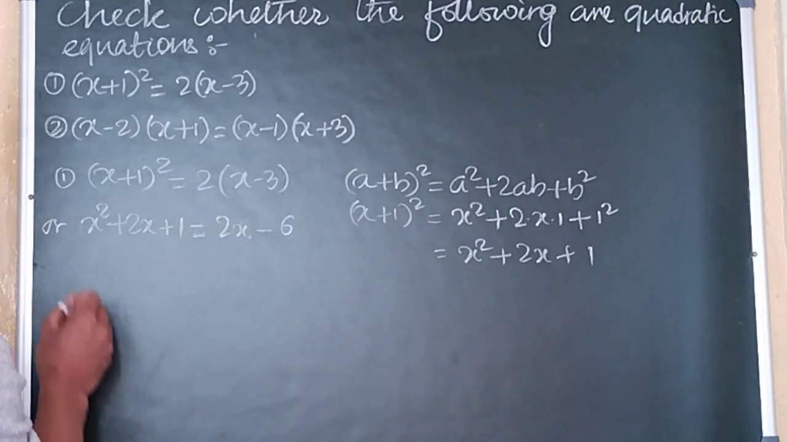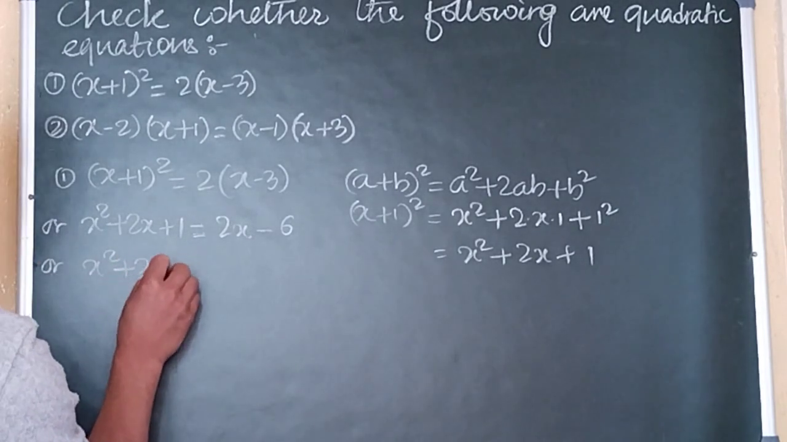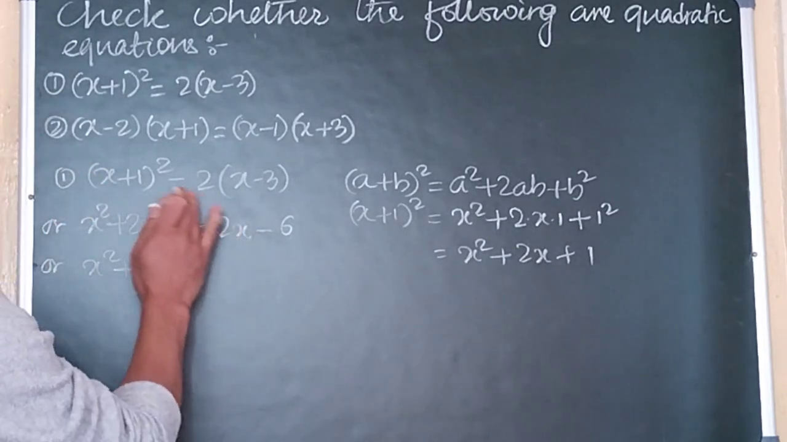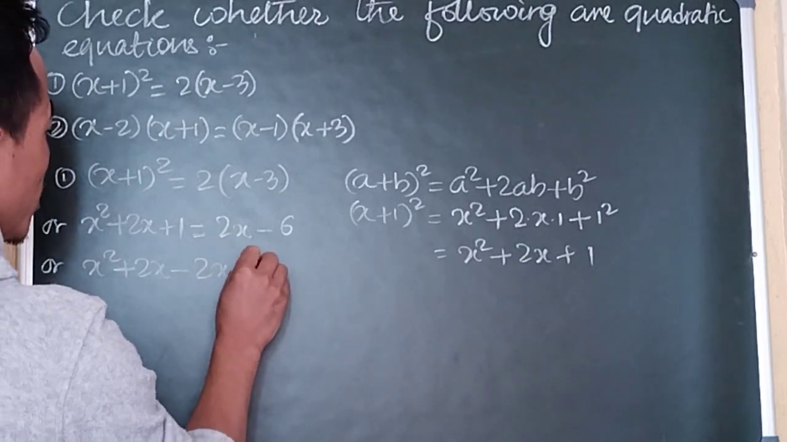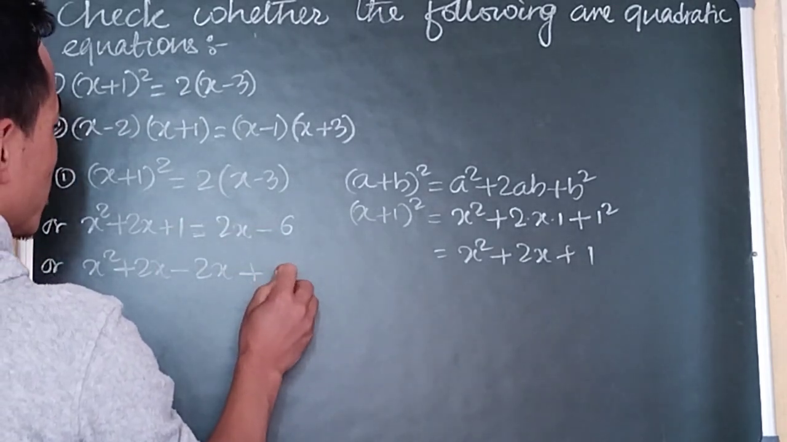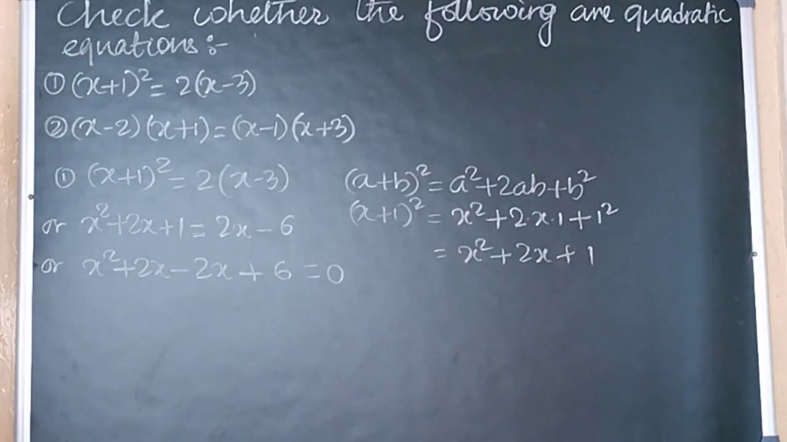Now let's rearrange this equation further. So x square plus 2x. Now you can bring all the terms to the left hand side. This plus 2x, when you bring it to the left hand side, it becomes minus 2x. We have plus 1 here. This minus 6, when you bring it to the left hand side, it becomes plus 6. And on the right hand side, we are left with 0.